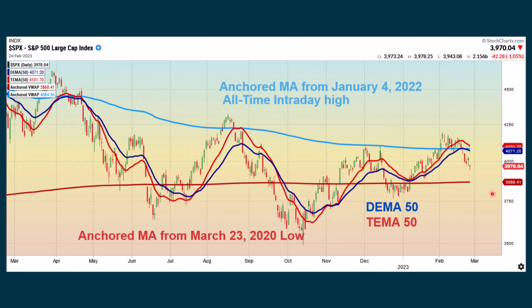This chart shows a double exponential moving average and a triple exponential moving average based on 50 periods. That's the blue and the red line here, and they were both rolling over. Another moving average that we have here is an anchored moving average going back to the COVID low. That could be support below current price if we continue to fall. This blue line is the anchored moving average going back to the all-time high, and we had hit that a couple of times. It looked like we were going to break through it, but then we came back down, and what had been resistance now had become support, but now price has fallen below that moving average as well.